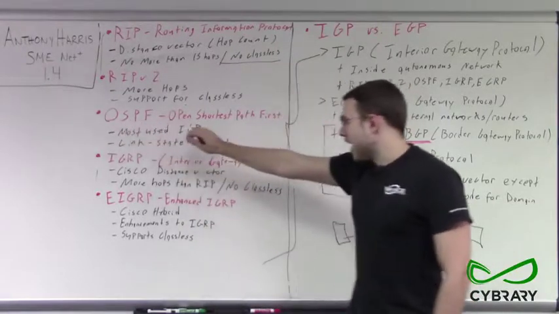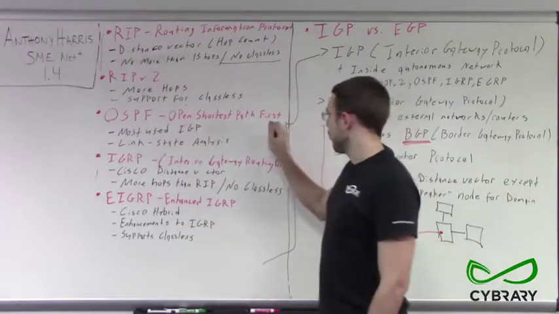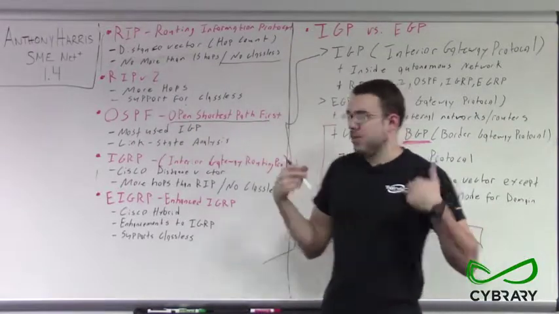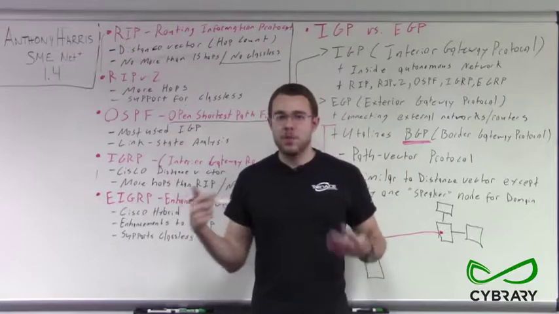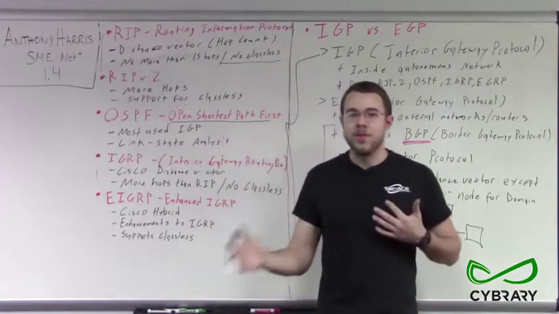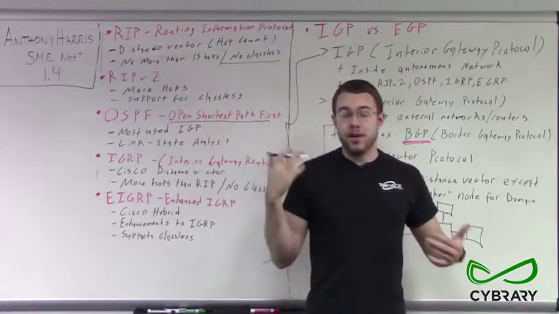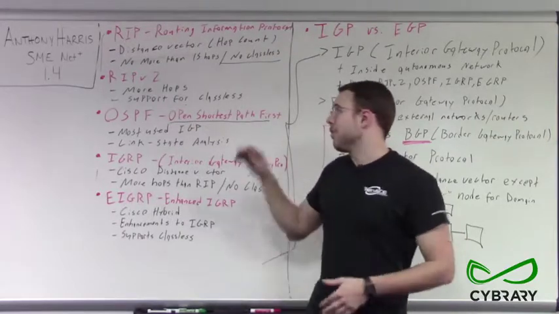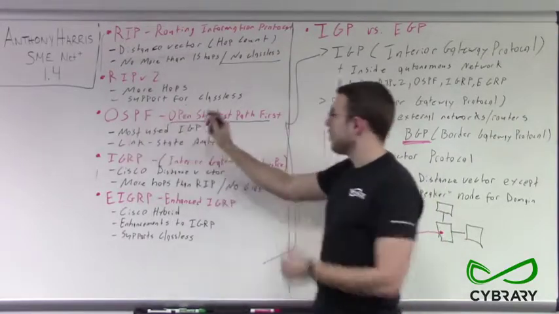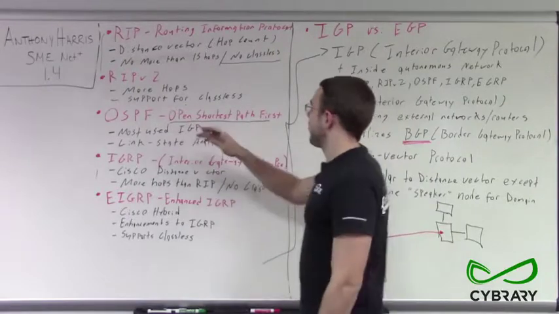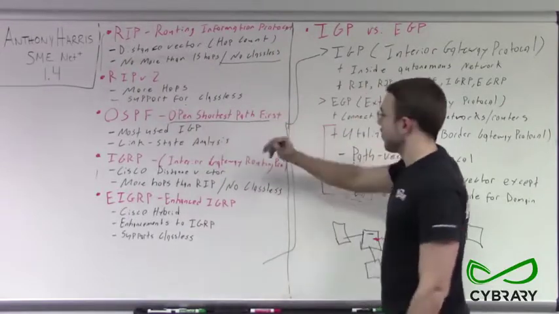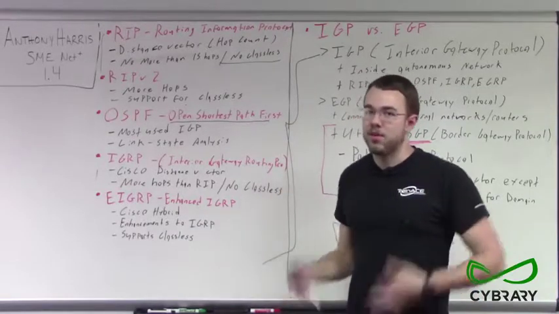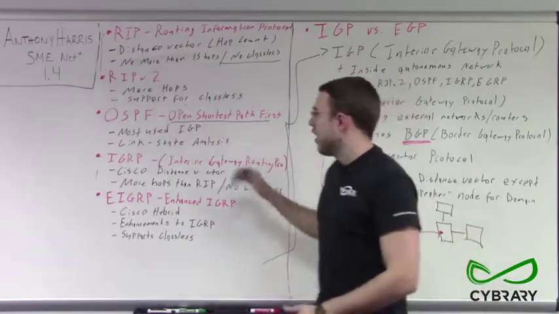Then we have OSPF. OSPF stands for Open Shortest Path First. Now, OSPF is the most commonly used interior gateway protocol. It's the most common protocol that you'll find on routers, them using it to find different routes across networks. So remember, OSPF, Open Shortest Path First, it's the most commonly used interior gateway protocol, IGP, for finding routes and setting up dynamic routing tables.